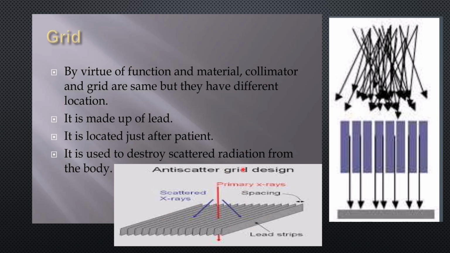The primary X-ray beam will travel straight through the spaces between the strips. We have something known as grid ratio, which is also a separate topic.